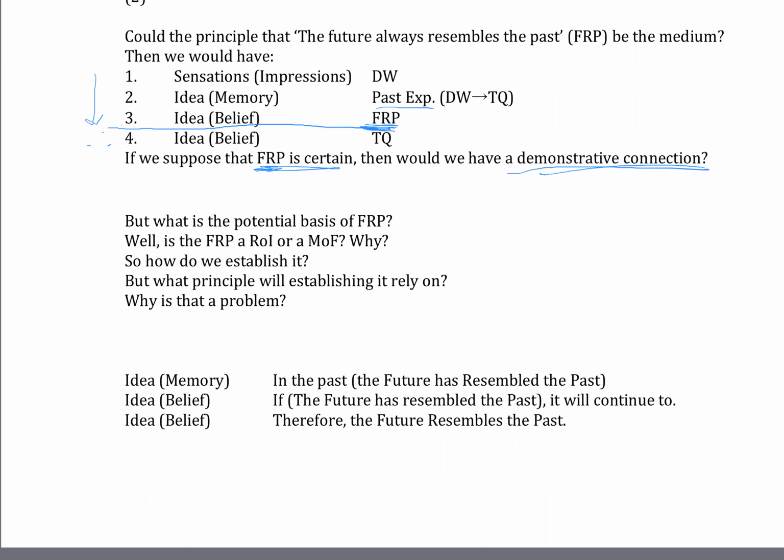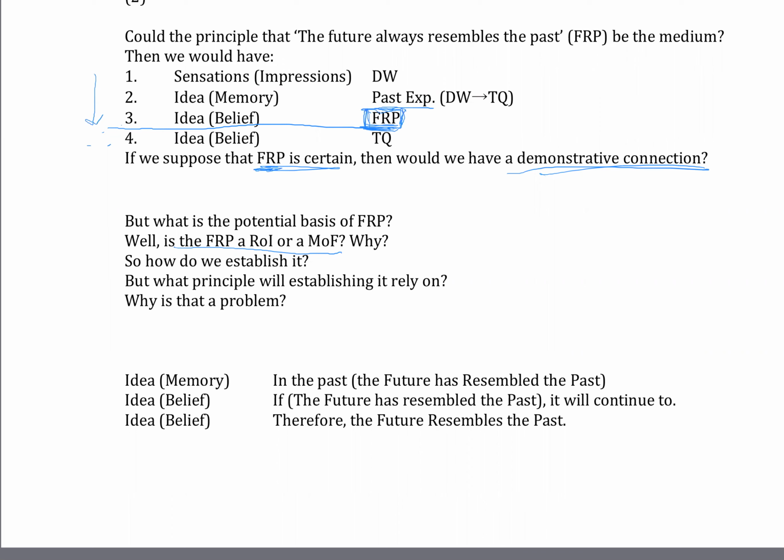Well, what kind of knowledge do we have of the future resembles the past? And what kind of object of human reason is it? Is the future resembles the past a matter of fact, or is it a relation of ideas? Well, it's a statement about the way the world is, the way in which facts are actually connected together. And it's not a priori, right? Because it's a fact about the world, it's not something that's necessary, that holds independently of the world.